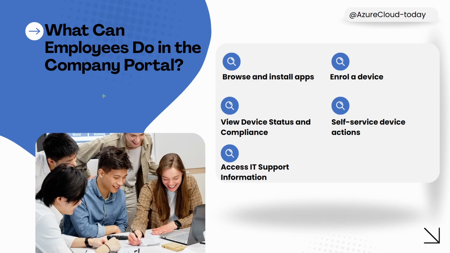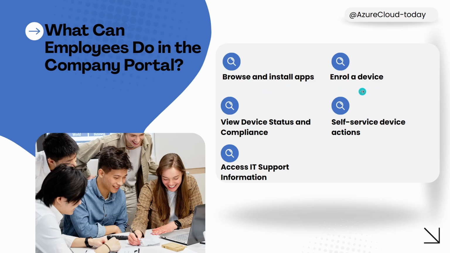Now, let's look at what an employee can actually do inside the company portal. There are several key areas, and I want to walk through each one of them so that you understand what the end user experiences. Browse and install apps. The first one, and arguably the most important feature, is the app catalog. When an IT admin deploys apps through Intune and makes them available, those apps then show up in the company portal for employees to download and install whenever they want.